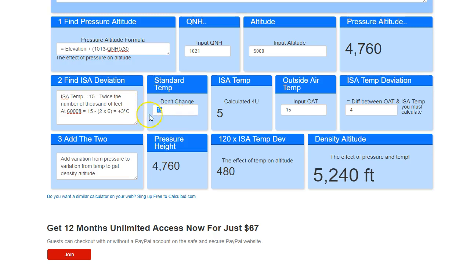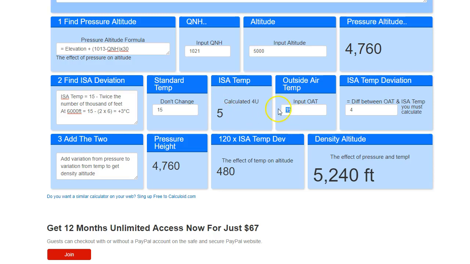Now the standard temperature is 15 degrees, so don't change that ever in here. And here's the formula that you're going to use, right? So 15 minus twice the number of thousands of feet. So in this case, and remember it's this, not this, okay? So this here is 5,000 feet. We want to compare the temperature compared to what it should be at 5,000 feet.